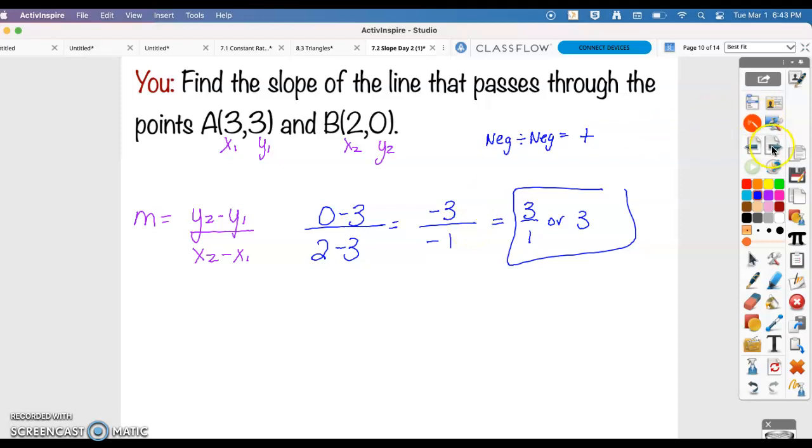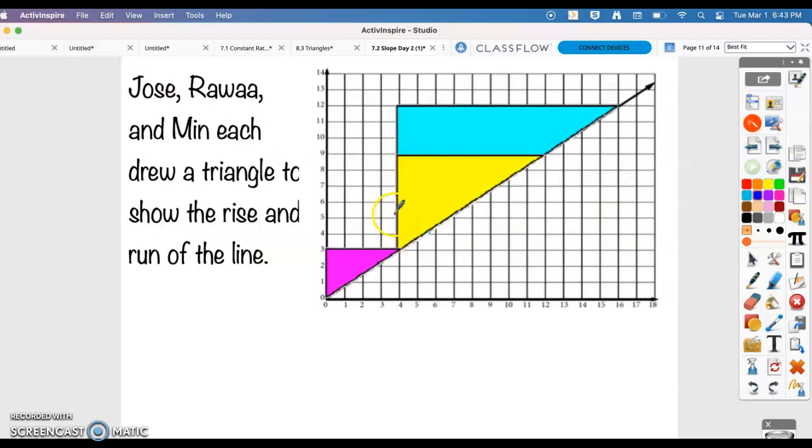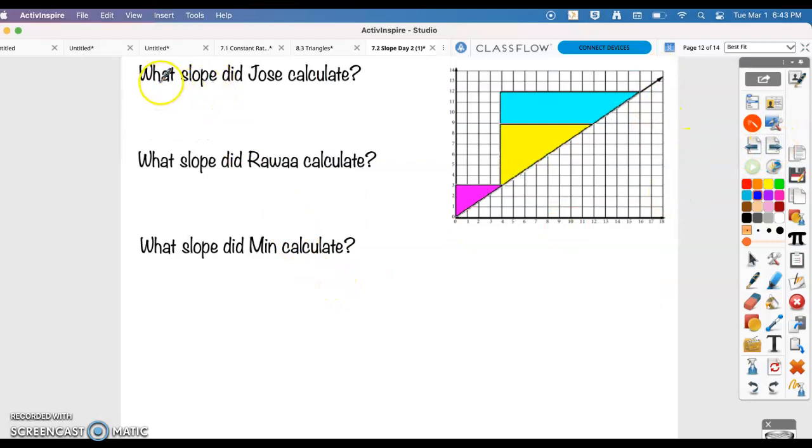Okay, all right, the last thing we're going to do is talk about slope triangles. Jose, Rawa, and Min each draw a triangle to show the rise and the run of the line. So I'm going to label mine like what yours looks like. So this is Jose, this is Rawa, and this one down here is Min. You can see all 3 of these triangles are different sizes, but all of them lie on this line right here.